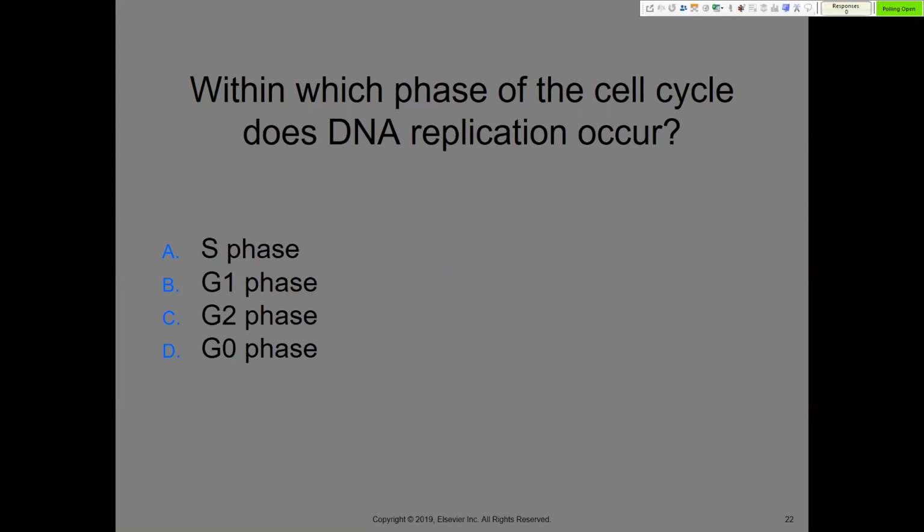Okay, so now I have a question. Within which phase of the cell cycle does DNA replication occur? I just said it, but I do understand how hard it is to stay focused and to know something I just said. So is it the S phase, the G1 phase, the G2 phase, or the G0 phase?